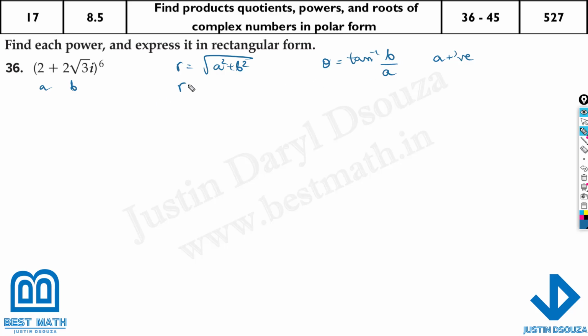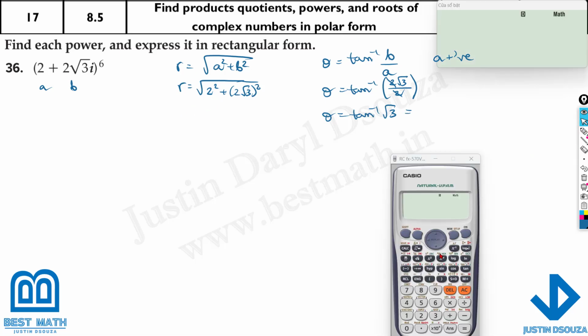What happens with r? r is square root of 2 squared plus 2 root 3 the whole square. Just use calculator to solve these, and theta will be tan inverse of b, which is 2 root 3 divided by 2. And theta will be tan inverse of root 3, that is 60 degrees, or pi by 3, sorry, this cancels. So you just put in the calculator, no need of doing it by solving. First I'll do this r, that is 2 squared plus, use the brackets, 2 root 3, close the bracket, and then close the bracket and square it up. The answer is 4, that is r.